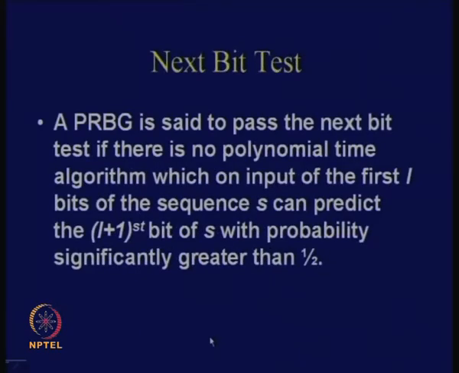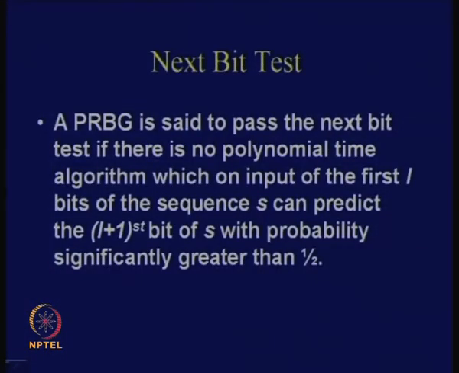There is a test which is called the next bit test, which is as follows. A pseudorandom bit generator is said to pass the next bit test if there is no polynomial time algorithm which, on input of the first L sequence values, can predict the L plus first bit with a probability significantly greater than half. The probability should also be close to half. So if I give you L number of values, from there you have to guess the next bit, and the probability of this guessing should also be close to half. This particular test is known as the next bit test.